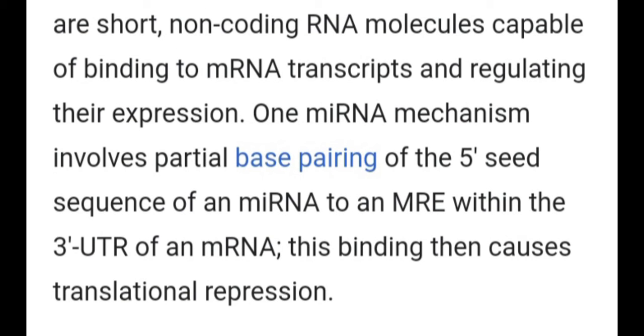The miRNA mechanism involves partial base pairing of the 5' seed sequence of an miRNA with the MRE element, and this binding then causes translational repression. The 5' seed sequence refers to the miRNA, when we process it, having a 5' end and a 3' end, right? So it interacts with the help of RISC. It goes and interacts with the target mRNA on the MRE element, which is located on the 3' UTR, and it binds by complementary base pairing. RISC is also able to interact with that target mRNA and then induce regulation by degrading that mRNA, because RISC also has hydrolytic, exonuclease activity actually.